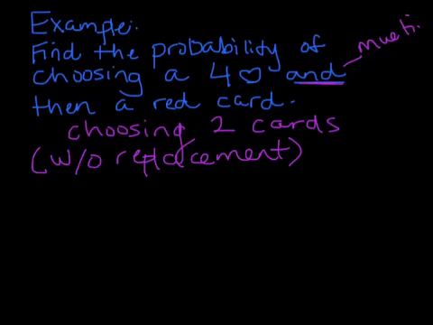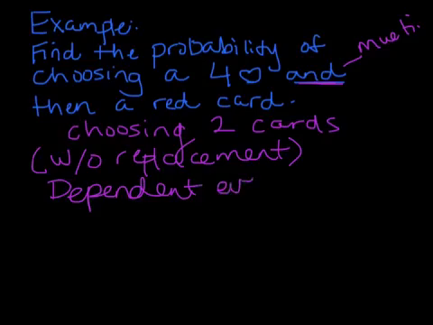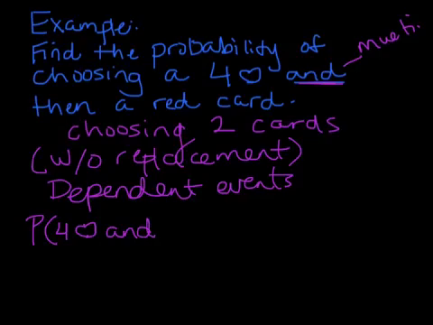It wouldn't matter if I chose the 4 of hearts. If I put it back, my chance of getting a red wouldn't have been affected by choosing that 4 of hearts. So these are not independent. These are dependent events right now. Okay. So the probability of getting a 4 of hearts and then a red.